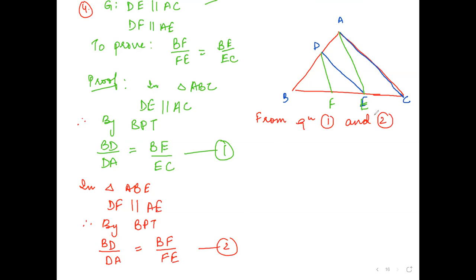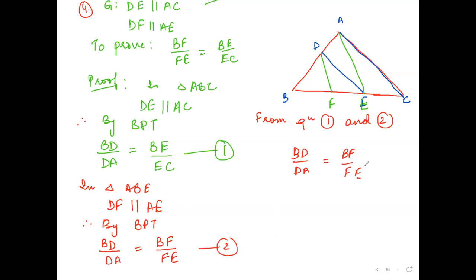BD by DA is equal to BA... BD upon DA equal to... BF by FE. But this is equation number 2, Sarah.